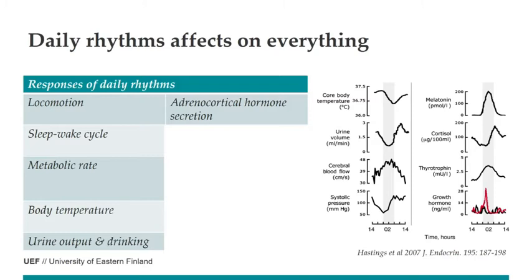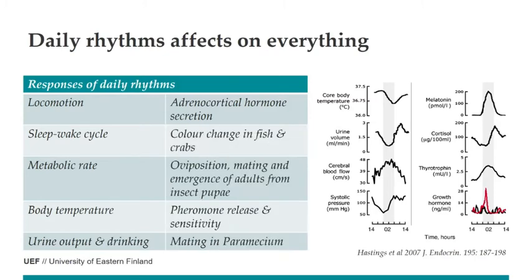Beside these physiological parameters, we can have quite drastic consequences in different animal groups. Some fish and crabs change color. They have different color in daytime and nighttime. Insect pupae emerge as adults at a certain time of the day. When you have an adult insect, if it's female, it's releasing pheromones. If it's a male, it has the ability to sense the pheromones, and then they can mate, because it all happens at a certain time of the day. Also in very simple animals like paramecium, the mating happens at a certain time of the day.